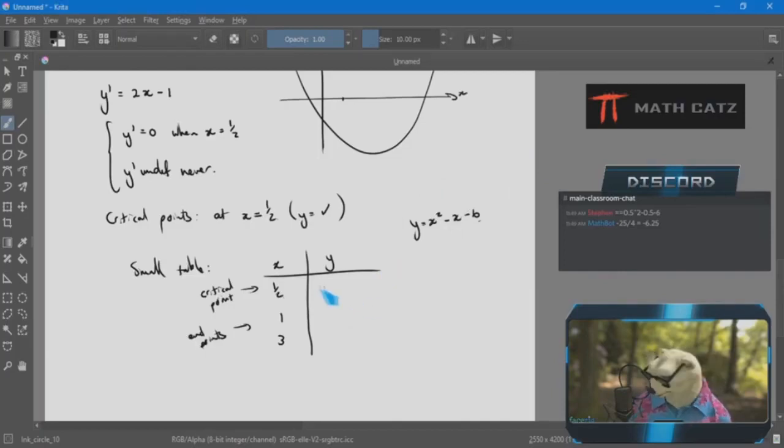For the first one, I get negative 6.25. Now you can tell me what is the y value when I plug in a 1. Oh, that's super easy, isn't it? 1 minus 1 is negative 6. Sorry, I didn't mean to do that for you. You can do the 3. Plug in a 3 into your calculator and tell me what do you get for the y value.